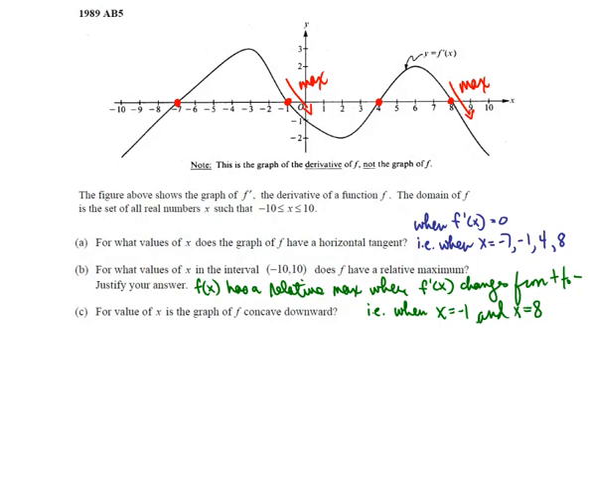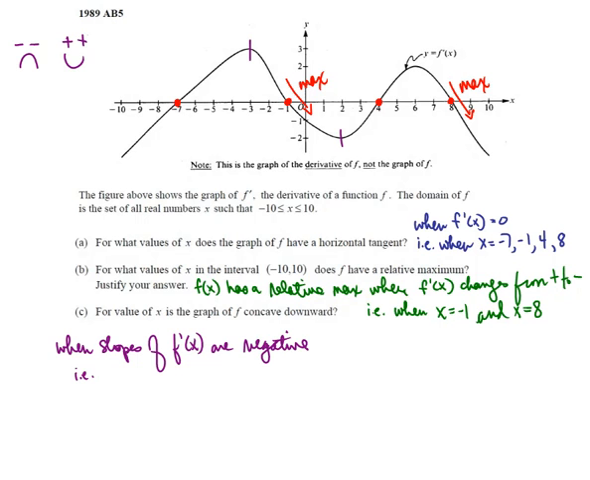So if we want to be concave down, then that will be second derivative negative. Concave up would be second derivative positive. So we're looking for wherever the slopes of the first derivative are negative. And this occurs between -3 and +2, or for x between 6 and 10.